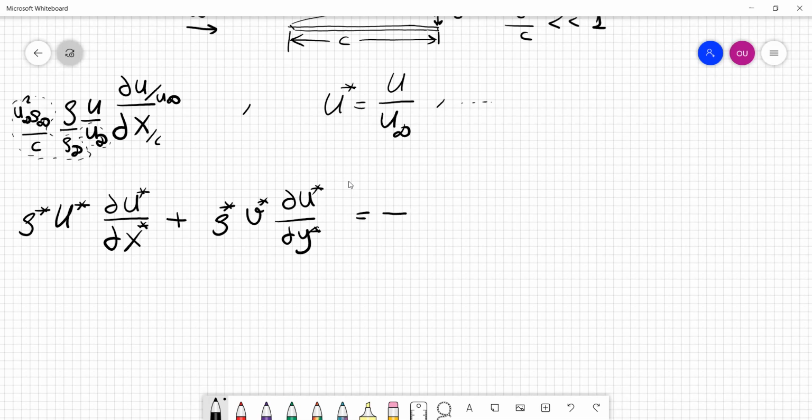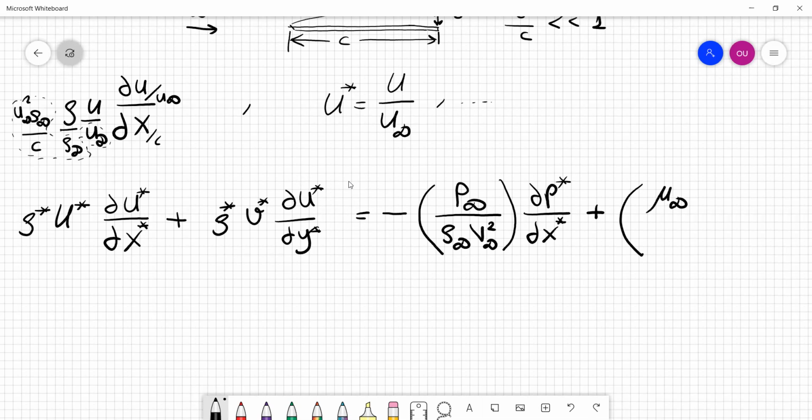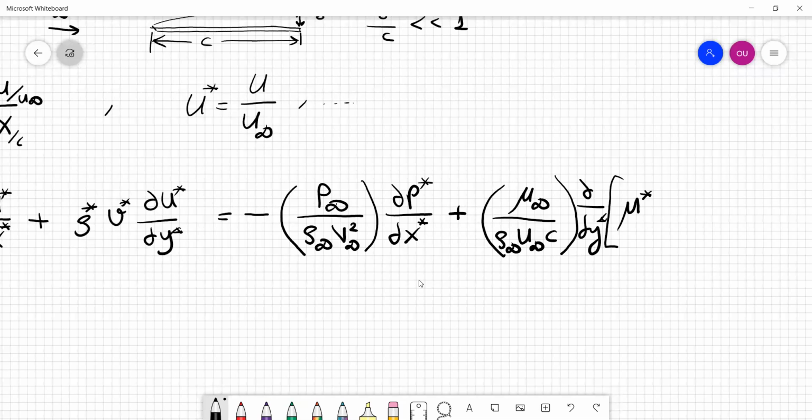And now on the right hand side, normally we have a dp dx term, the pressure gradient, but in front of it now we will have a collection of variables, p infinity over rho infinity times v infinity square, times dp star over dx star, plus a collection of variables again, mu infinity, the viscosity, divided by rho infinity times u infinity times chord, multiplied by d over dy star of the viscous term, so times mu star multiplied by dv star over dx star plus du star over dy star.